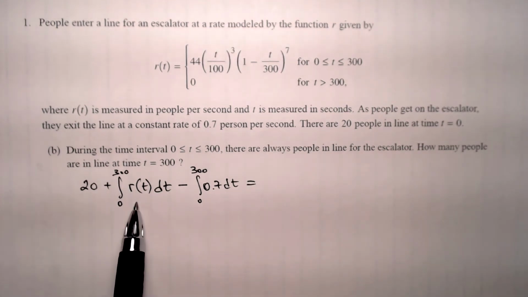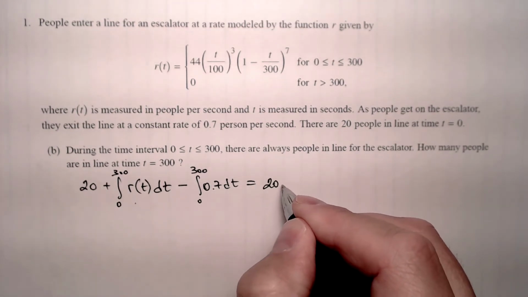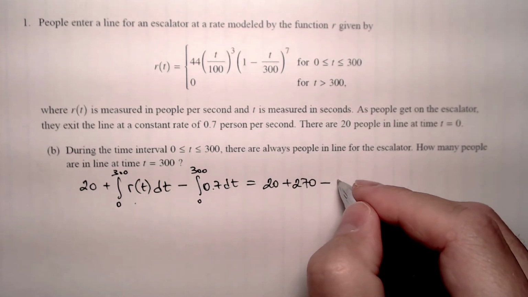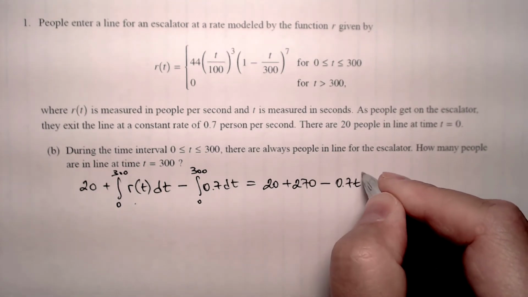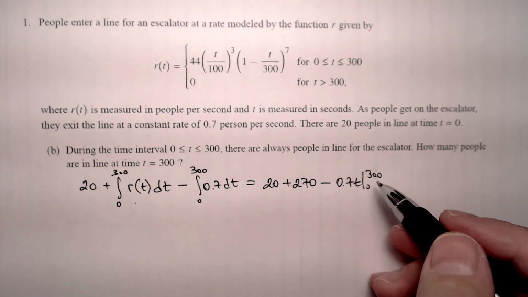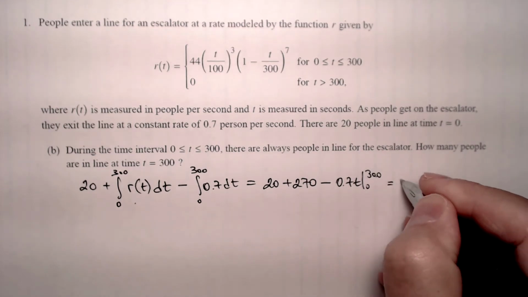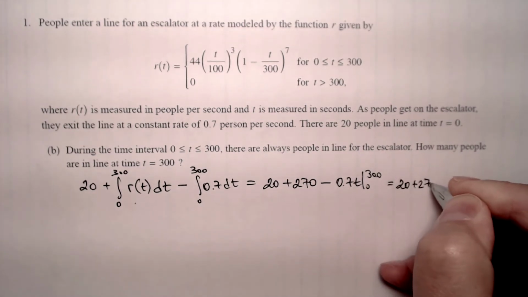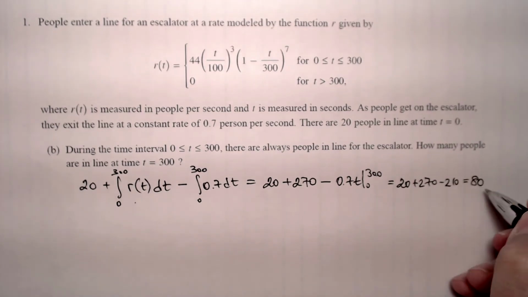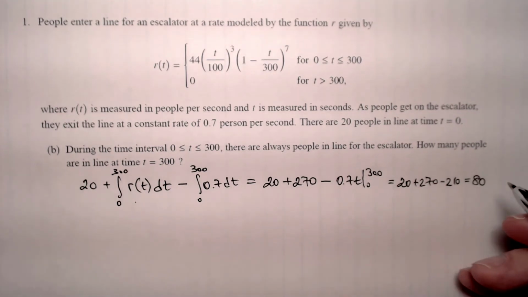So we calculated in part A that this is actually equal to 270, so we can do 20 plus 270 minus 0.7t from 0 to 300. We can just calculate this without using a calculator. This is 0.7 times 300, which is 210, so this is 20 plus 270 minus 210, which is 80. So there will be 80 people in line at time t equals 300.